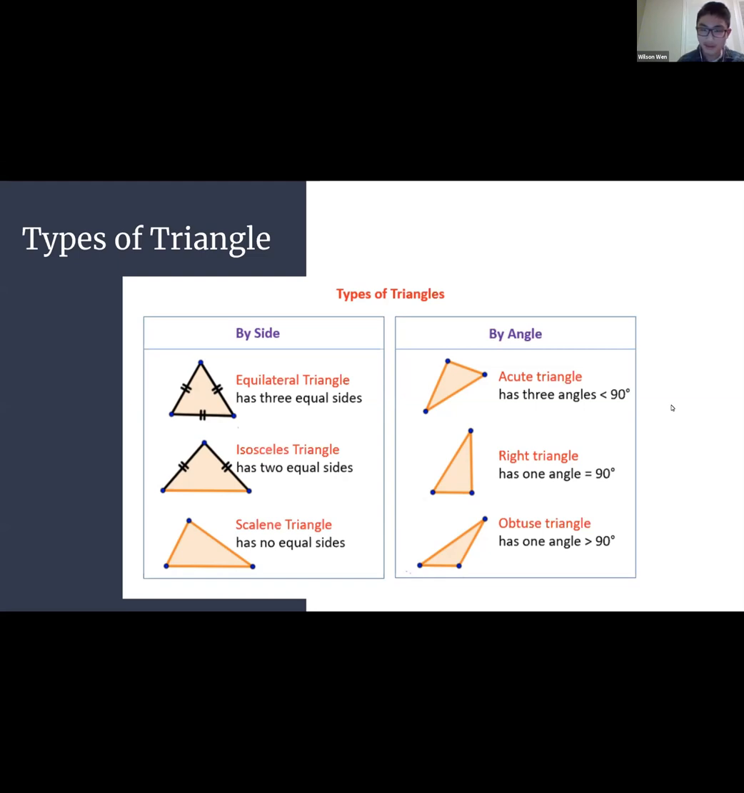And then if we distinguish them by angle, we'll have acute triangle, which has 3 angles less than 90 degrees. And then we also have right triangle that has 1 angle equal to 90 degrees. And lastly, we have obtuse triangle, which has 1 angle larger than 90 degrees.